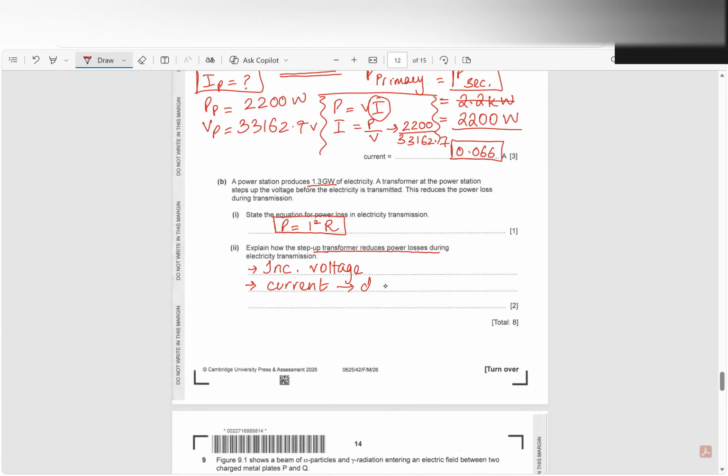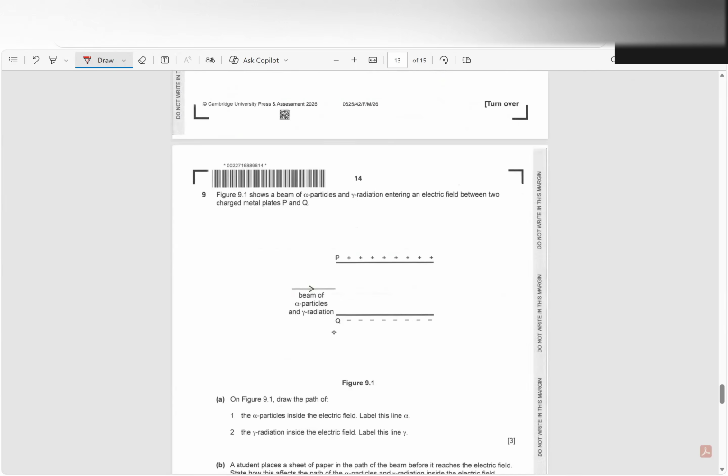And when the current is going to decrease, the power losses are going to decrease as well, as per the equation that we mentioned above. So this is something that you have to remember. Whenever we talk about step-up transformers, the voltage is going to be increased. However, the current is going to be decreased. Therefore, the power losses are going to be reduced. So this is something that you're going to keep in your mind. Moving on to the next question.